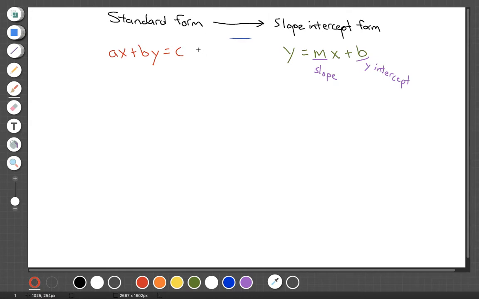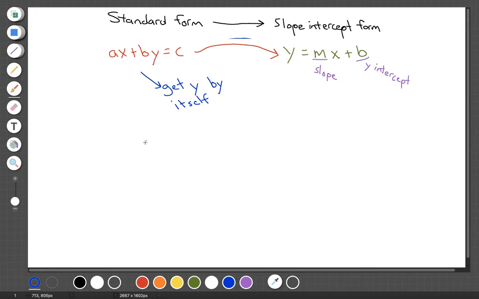So what I need to be able to do is turn this form into this form. And how do I do that? Well, in this form that we've been dealing with, y equals mx plus b, y is by itself. So what you need to do is get y by itself. So that's what we're going to be practicing. Let me do an example for you real quick just so you can watch, and then I'll show you the problem from your worksheet, and then you'll have some practice to work on this too.